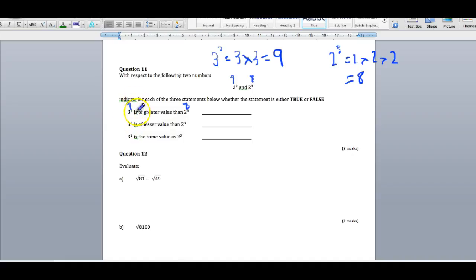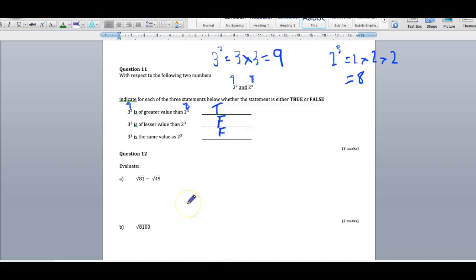So is 9 of greater value than 8? Yes, true. 9 is less than 8? False. 9 is the same value as 8? False.